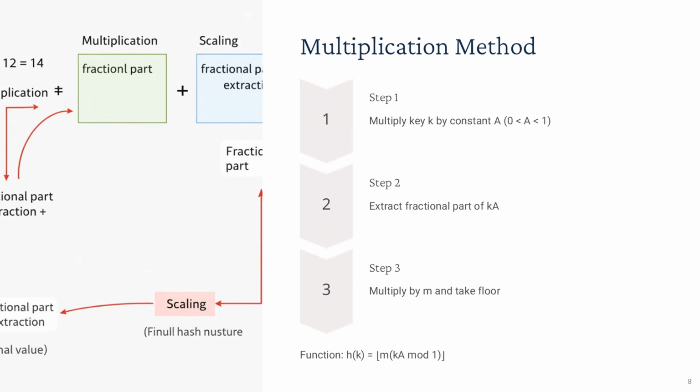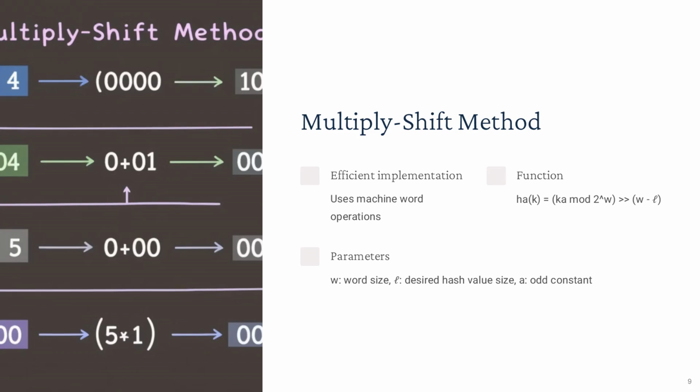varying input sizes. The multiply shift method is an efficient implementation of hashing that takes advantage of modern hardware capabilities. It computes the hash value as h_a(k) = floor of (k times a, modulo 2^w), shifted right by w minus l. Here, w represents the word size, l is the desired size of the hash value, and a is an odd constant. This method is computationally efficient, relying on bitwise operations such as shifts and modular arithmetic.